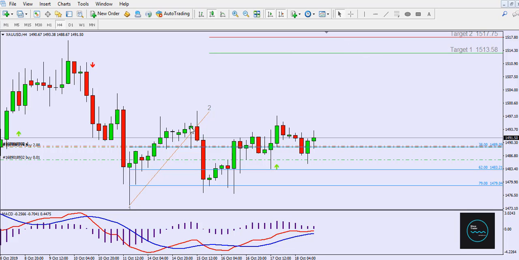I just wanted to use that to show you where the retracement was. So we have the 62% level here, okay? And of course, if we were to mark where the 55% is, it will be somewhere in this region, okay?